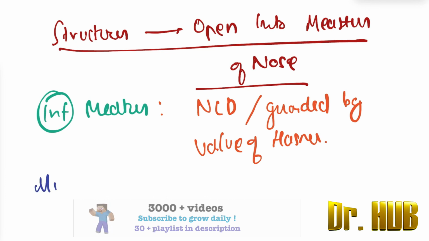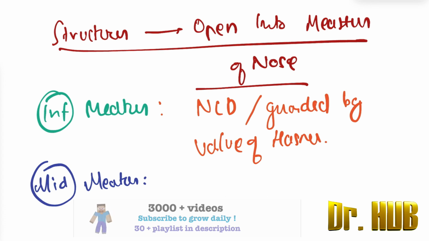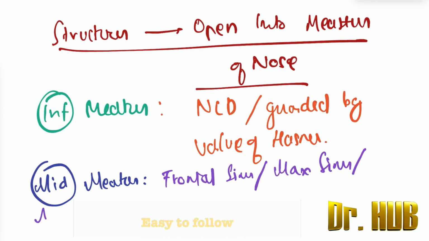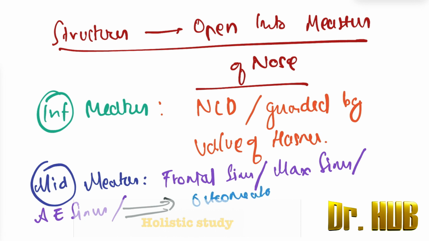Next is the middle meatus. In terms of the middle meatus, it includes the frontal sinus, then the maxillary sinus, next the anterior ethmoidal sinus, AE sinus. So it's basically FMA, the frontal, maxillary, anterior ethmoidal sinus. All these together form the osteomeatal complex, or the picadal circle.